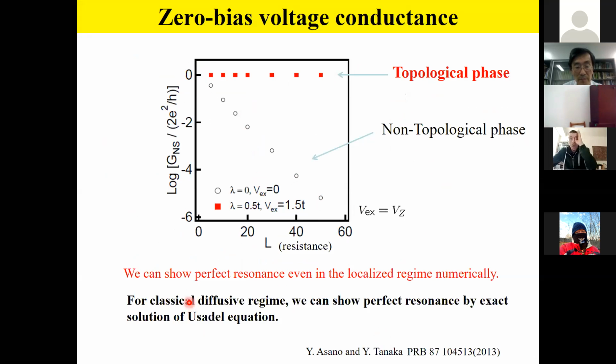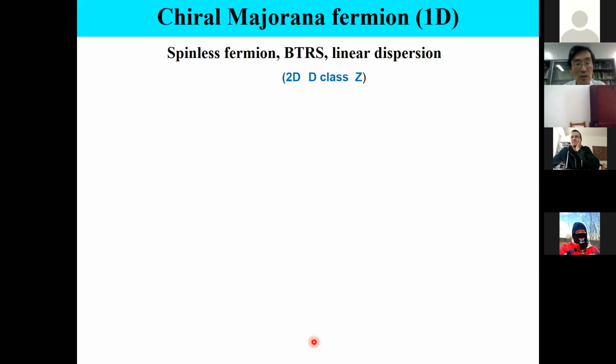So we can show numerically that perfect resonance exists even in the localized regime. And actually, we have already checked that for the classical diffusive regime, we can show perfect resonance by the exact solution of the Usadel equation.